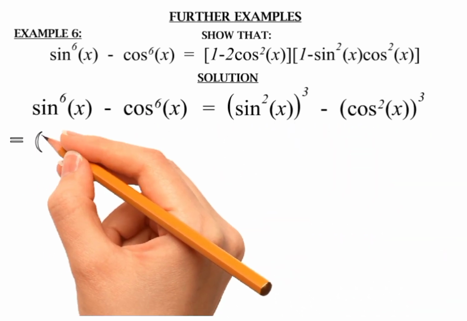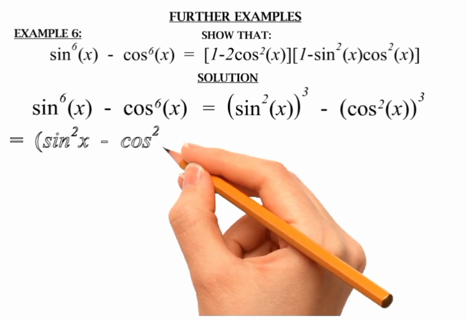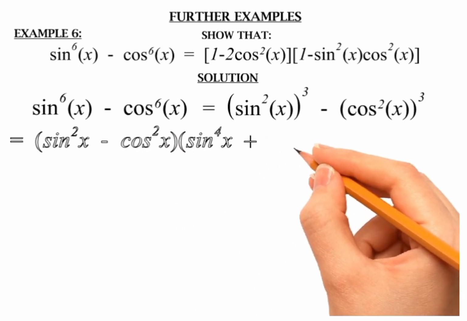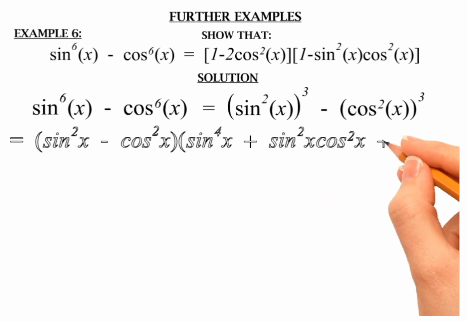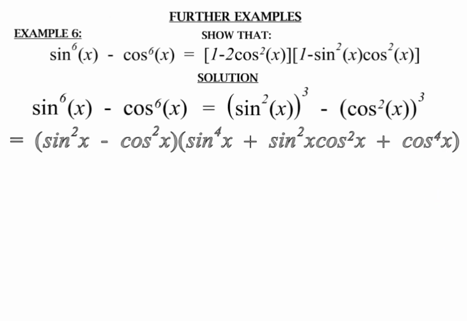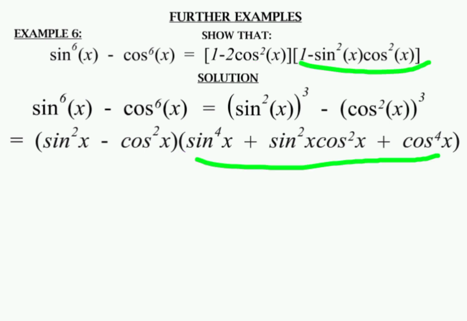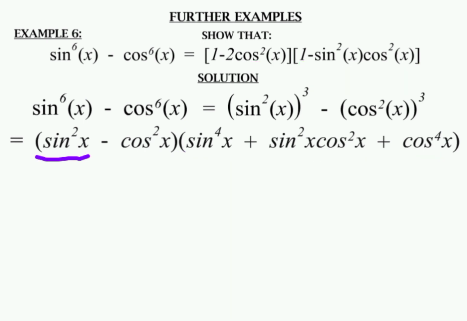So, we have (sin square x minus cos square x) multiplied by (sin x raised to the power of 4 plus sin square x cos square x plus cos x raised to the power of 4). Now, we compare the expressions and see how we can make them look alike. Setting sin square x as 1 minus cos square x will make the leading brackets equal.